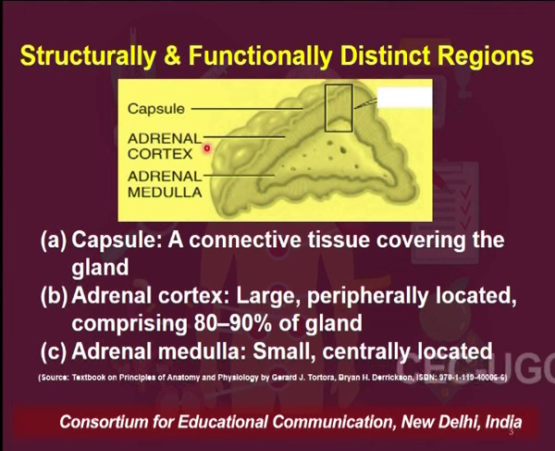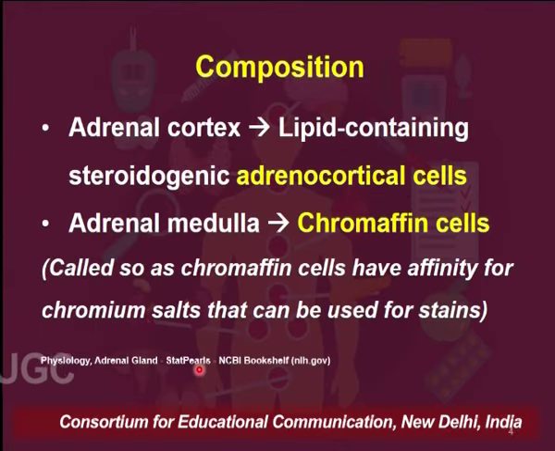Functionally and structurally, adrenal gland is divided into different zones. The outermost covering is that of a connective tissue which covers this gland and is called as the capsule. Below the capsule lies the outer region, the peripheral region, which constitutes about 80 to 90% of the gland and is called as adrenal cortex. And inside adrenal cortex lies a small region referred to as adrenal medulla.